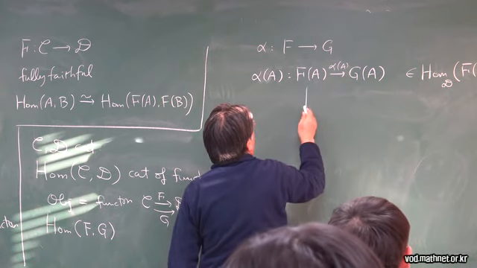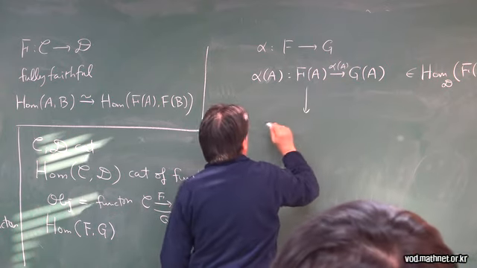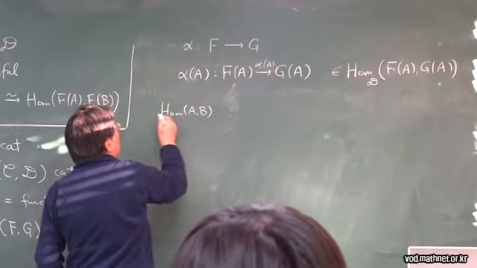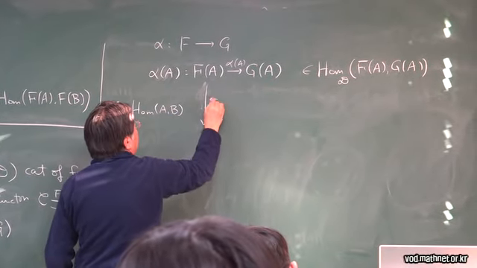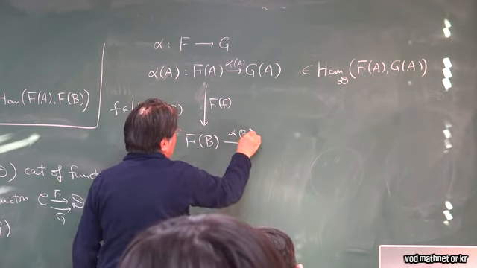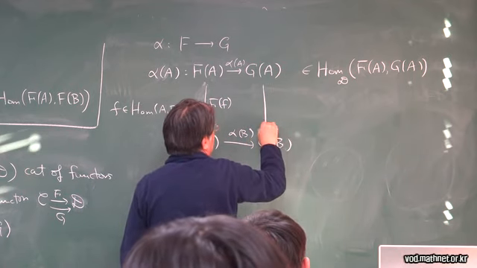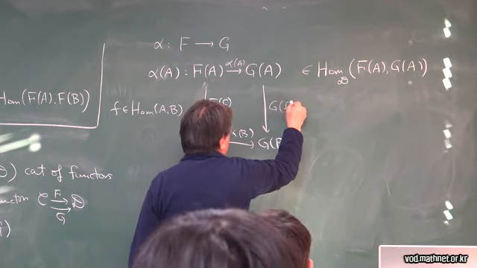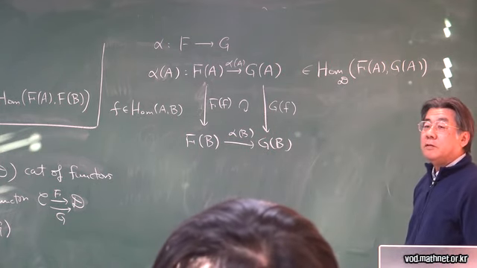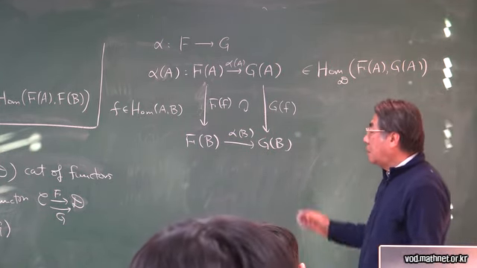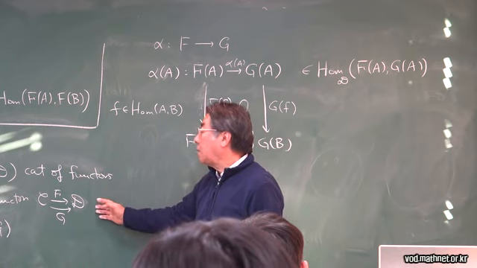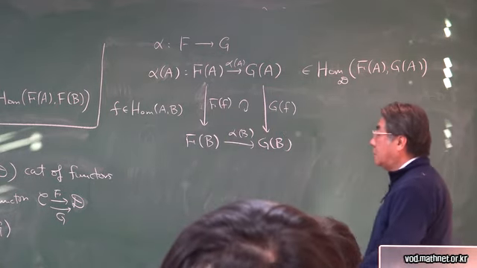And if there is a Hom from A to B, so this is f, then I have Ff to FB, and alpha_B to GB, and this is Gf, and this is commutative. So this is the definition of a morphism between functors. And by this definition, the set of functors becomes the category of functors, with this additional structure.